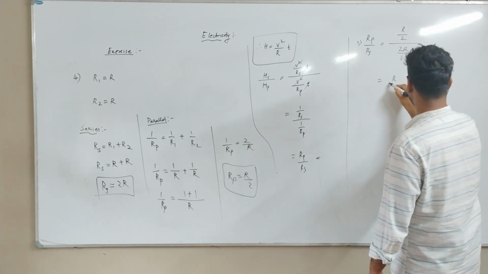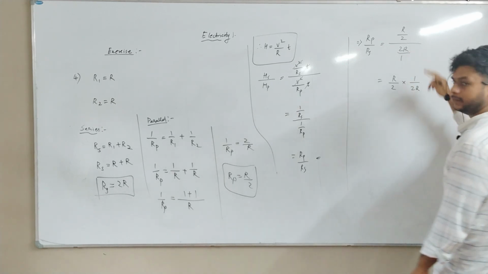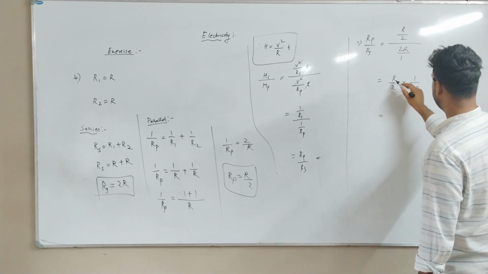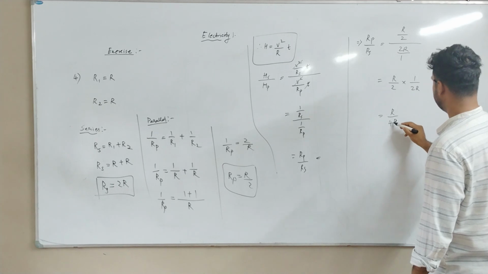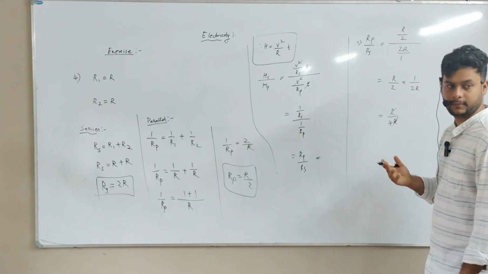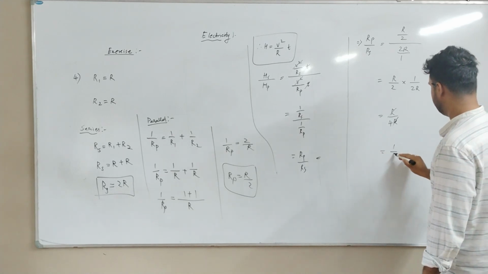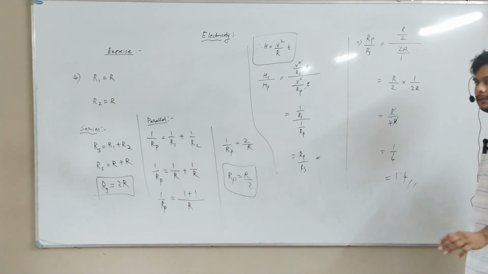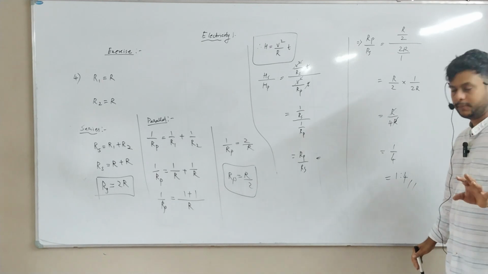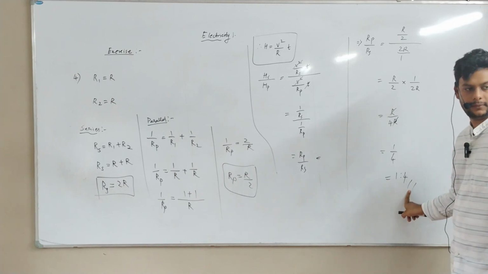So R by 2 into 1 by 2R. Understood what I did here? I reciprocated that. R into 1 is R, 2 into 2R is 4R. R cancels because both wires have the same resistance. So it is 1 by 4, the ratio is 1 is to 4. What is the meaning? In series, listen properly, the heat getting produced is in the ratio 1, and in parallel it is getting produced as 4.